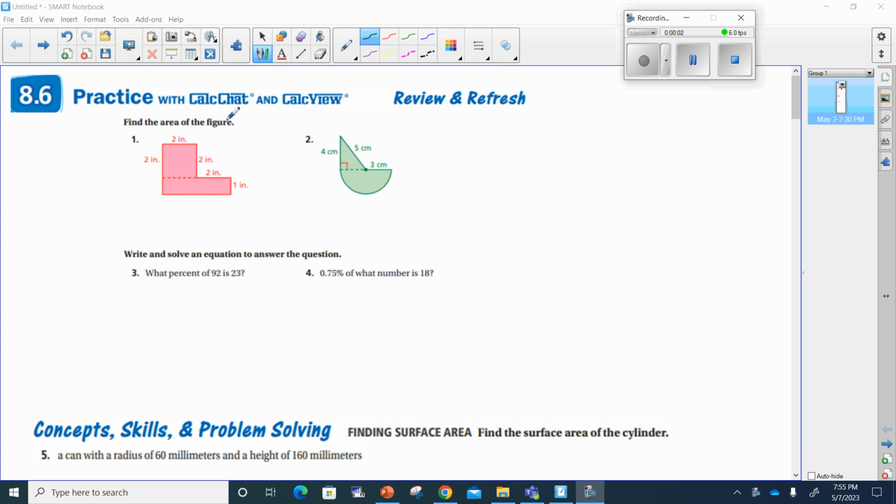Let's go ahead and get 8.6 done. I got all the odd ones as usual. First one says find the area of the figure. To find the area, I need to know the formula for every one of the shapes. So let's start with the shapes that I see.